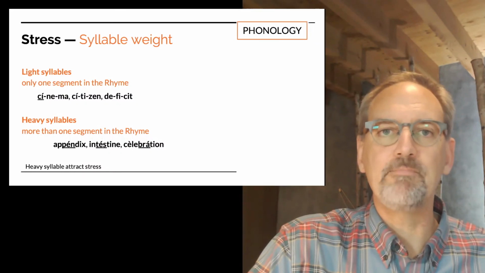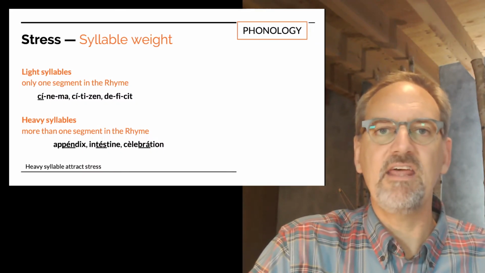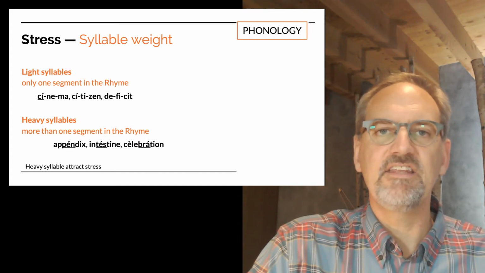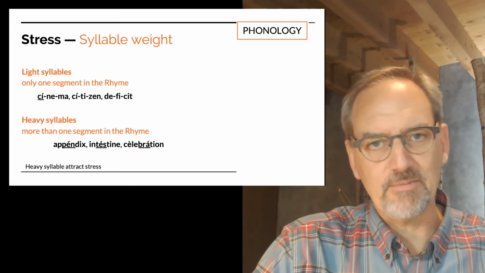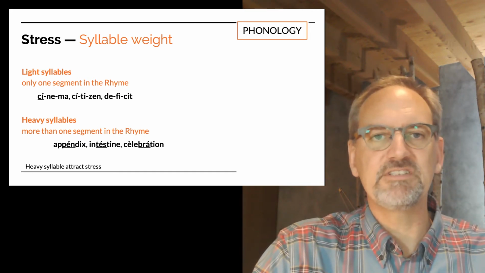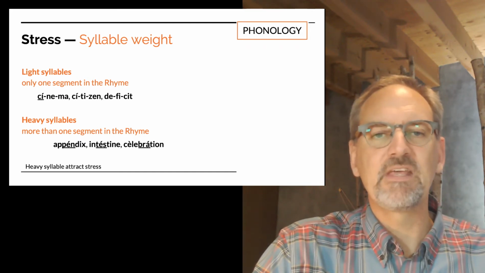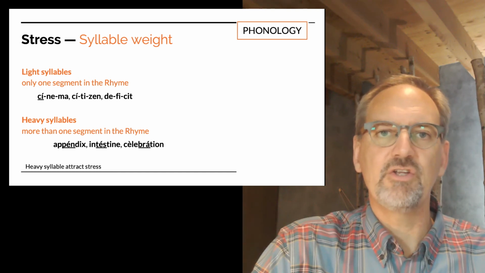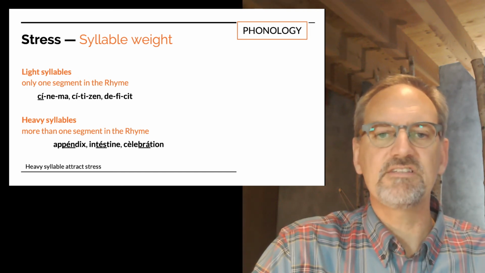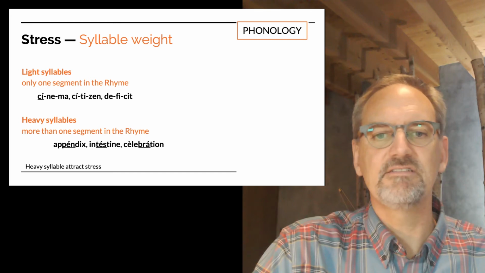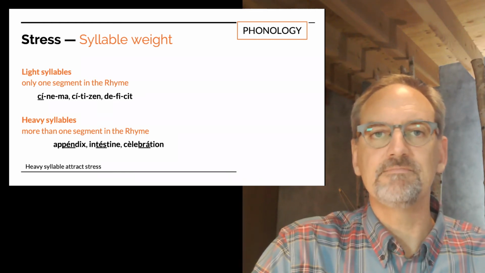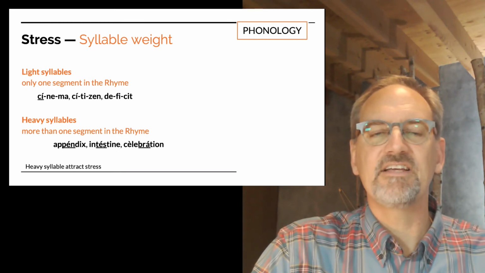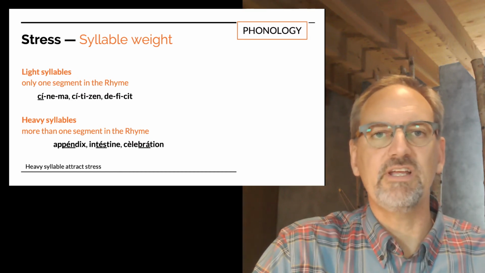So in words like appendix, pen, p-e-n, the e and the n are together in a rhyme, two segments in the rhyme. It's a heavy syllable. Intestine, the tes, s forms a nucleus-coda sequence, a heavy syllable. Celebration. Now bray has two parts to a branching nucleus.